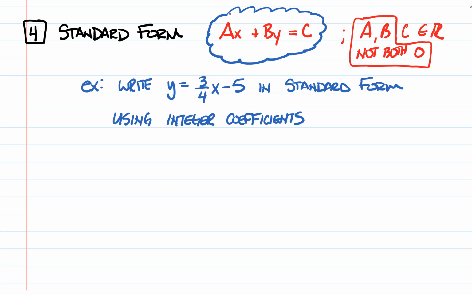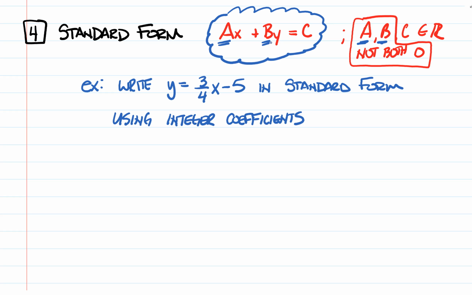A couple of things that you have to remember for standard form. The a value and the b value, meaning this thing right here and this thing right here, can't both be 0. Because if they were 0, then all you'd have is 0 equals some other constant c, and that's not really a line.